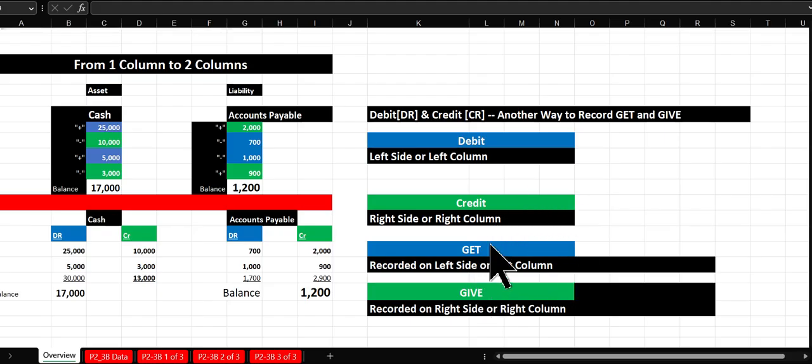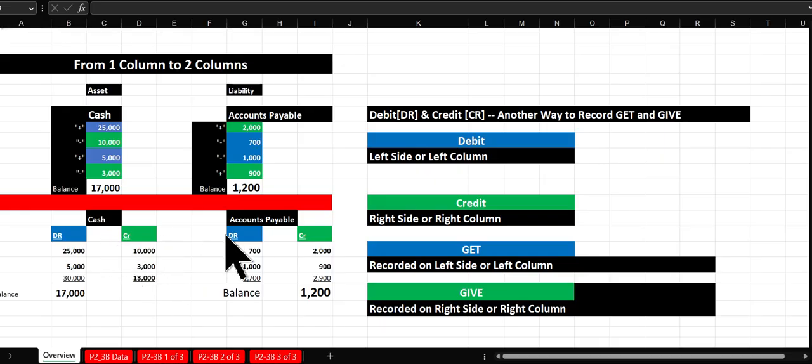And so we still need our get and our give, but notice a get is recorded on the left side just like a debit would, and a give is recorded on the right side just like a credit would. So we can walk away with the principle that every get will be debited and every give will be credited. So how do we apply that when we move from one column, as we did in chapter 1, to two columns, as we are going to do in chapter 2?